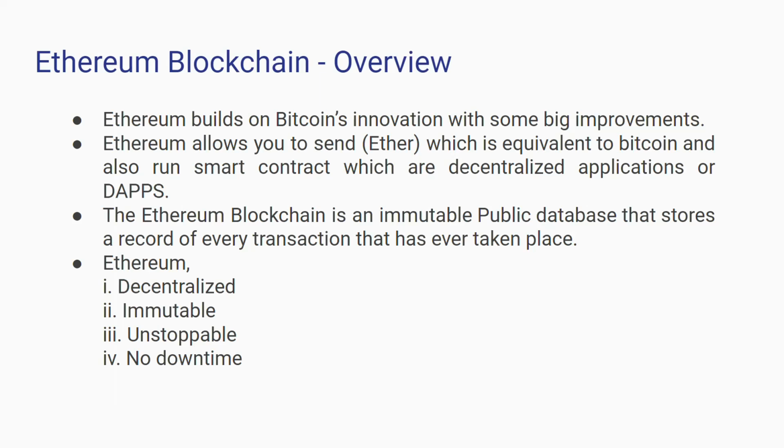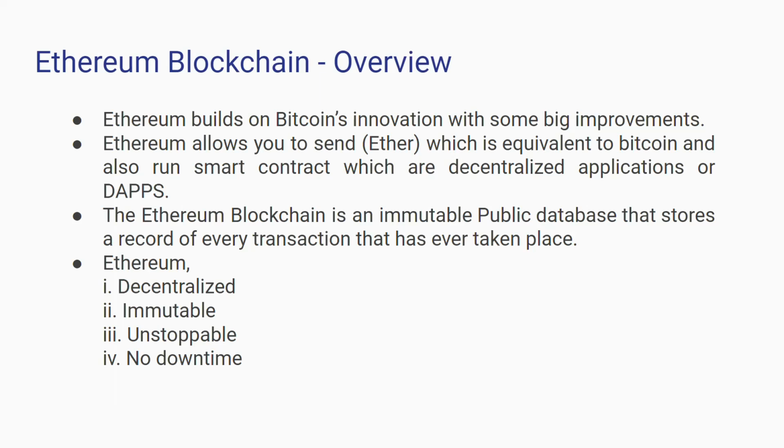Now, the Ethereum blockchain is immutable, just like any other blockchain, right? So see it as a form of database that stores a record of every transaction that has ever taken place on that particular blockchain. The key features of the Ethereum blockchain are that it is decentralized, meaning that there is no central controller. Nobody is in charge of the blockchain, right? And it's immutable, meaning that once information is stored on this type of database, it cannot be changed, it cannot be deleted, right?